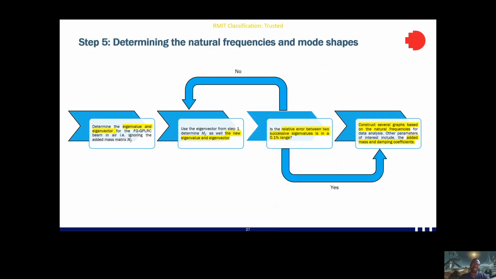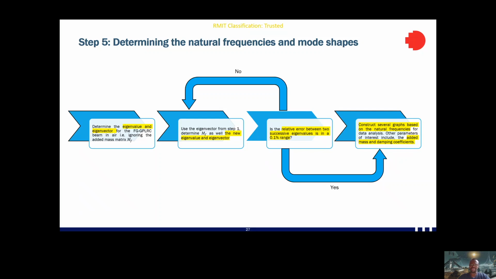And so the last step will be determining the natural frequency and the mode shapes. This is a summary of the algorithm that I'll apply. The first step is determining the eigenvalue and eigenvector of the beam by itself without taking into account the fluid immersion. And then the next step will be to use the eigenvector from step 1 to determine the eigenmass matrix term, as well as the new eigenvalues and eigenvector. This procedure is repeated until the relative error between two successive eigenvalues is in the range of 0.1%.